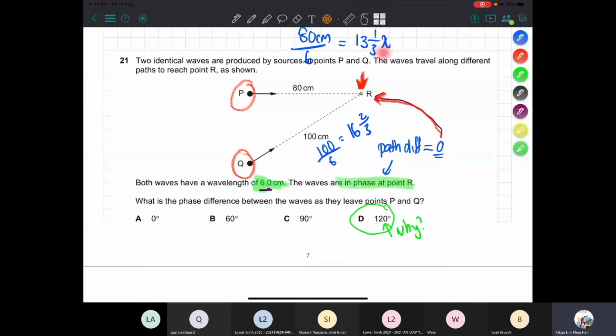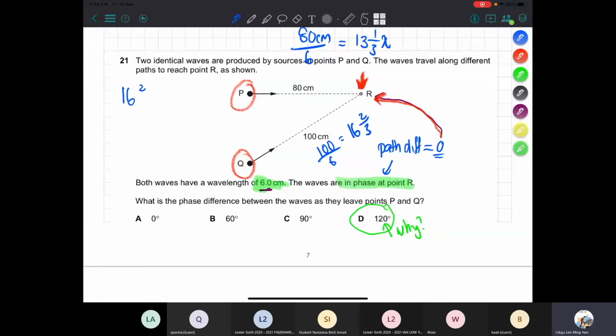Maybe. Because Ian mentioned they travel at the same time, right? Maybe after a moment, the 80 centimeter then starts moving, sir. So 2/3 minus 1/3 becomes 1/3, right sir? So 1/3 times 360 is 120, is it? Oh, alright. So you're saying how is this correct?